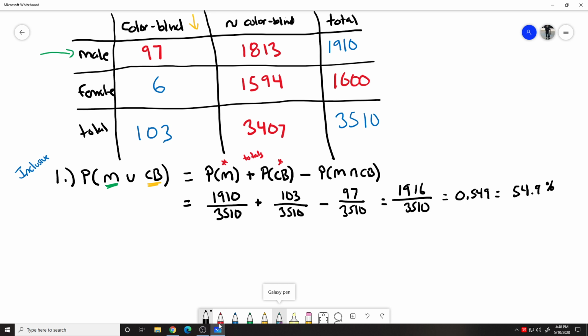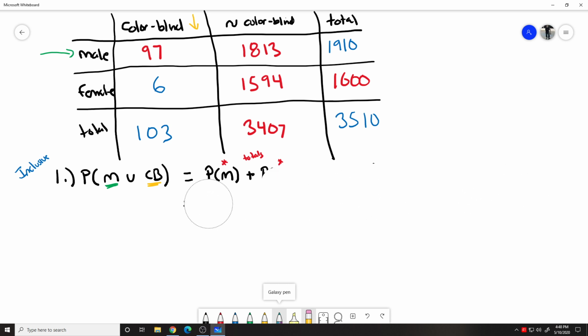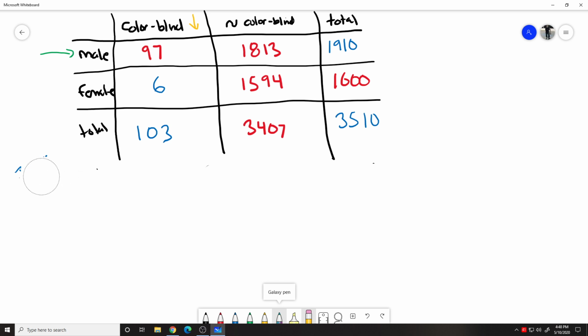All right, let's ask another question. Let's erase this. So that was an inclusive event because they overlapped. There was a row and a column in my question. Let's ask question number 2.